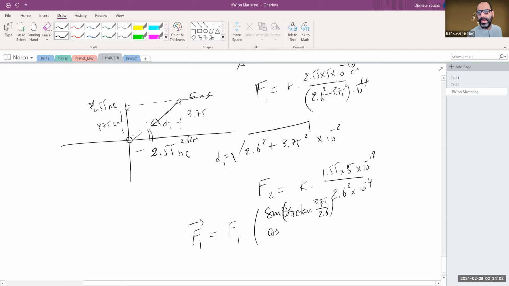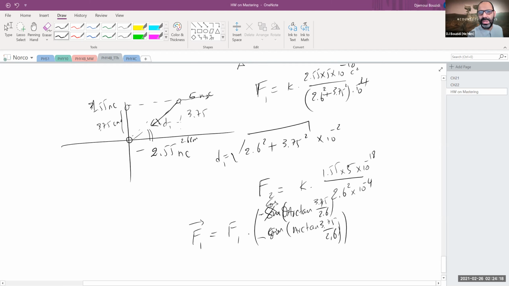This is the adjacent, this is the cosine, I'm sorry. And this is the sine of this angle, arc tangent of 3.75 divided by 2.6. The only problem with this is the direction. This is negative. And this is negative. Both of them are negative.